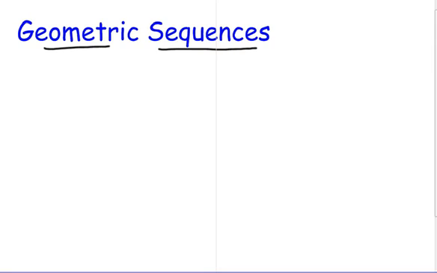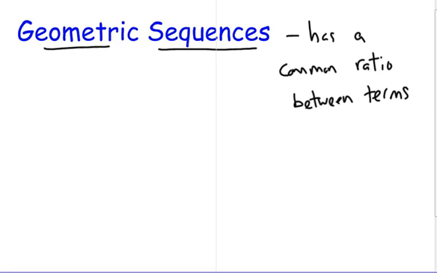Alright students, so we're looking at geometric sequences here. If you recall, a geometric sequence is a sequence that has a common ratio between terms. That means we're multiplying each term times a specific number to get to the next number. We normally call that common ratio r, and you can think of that like a multiplier.